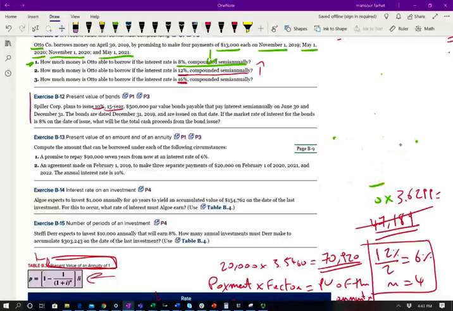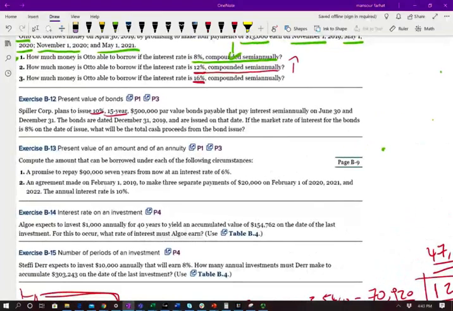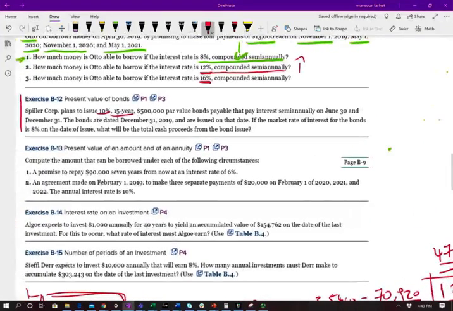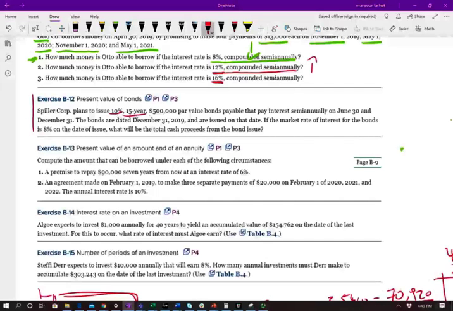This is what we need to know, how to compute the price of the bond. So, Spiller Corporation planned to issue a 10% 15-year, $500,000 par value bond payable that pays interest semi-annually on June 30th and December 31st. So the annual rate is 10%, the semi-annual rate is 5% because we're paying the interest semi-annually. The bonds are dated December 31st, 2019, and are issued on that date.